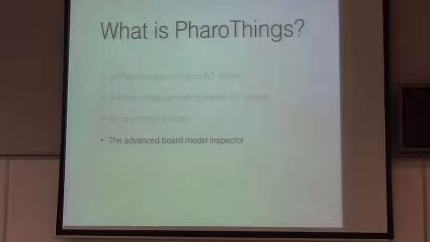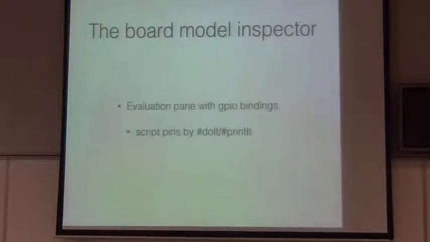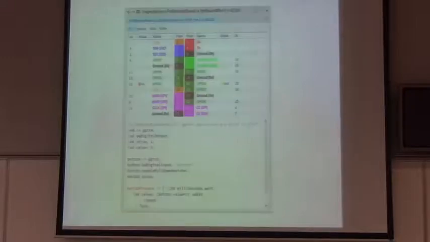And to work with this simple object model, I introduced extended inspector, which provides pin scanner like in docs, which you can follow on the web. It represents live pin state, it is interactive, you can interact with it, and it also provides an evaluation pane with pre-built GPIO bindings. So from the evaluation pane you can evaluate scripts with pin objects. And this is how it looks, and now it is almost time for the demo.